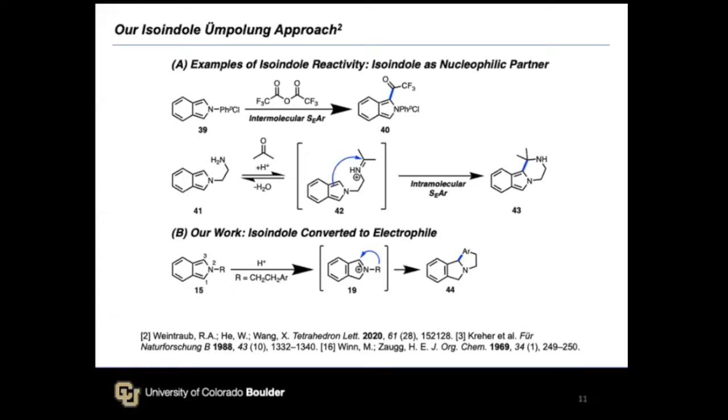For the same reason that isoindoles are nucleophilic at the alpha position, they are also basic at the alpha position. And so protonation at the alpha position gives an iminium, and iminiums are good electrophiles. By the way, an isoindole iminium is called an isoindolium, since I will likely end up using that term.